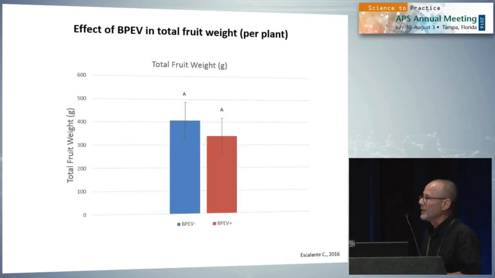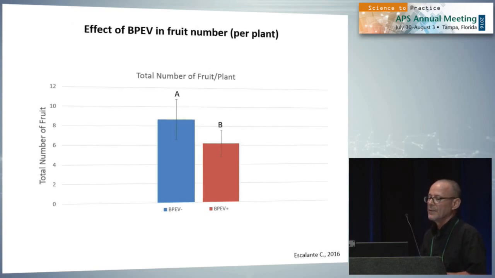He's also working on the effect of this virus on yield, and we noted that the line that is infected by the endornavirus tends to yield less. In this case, fruit weight, but also the number of fruits per plant.